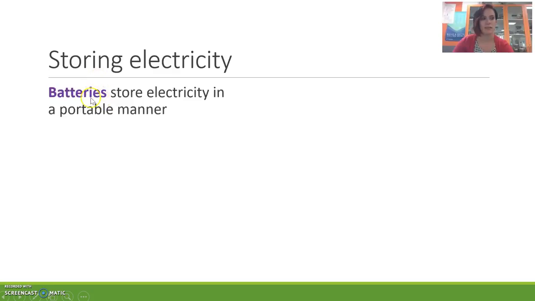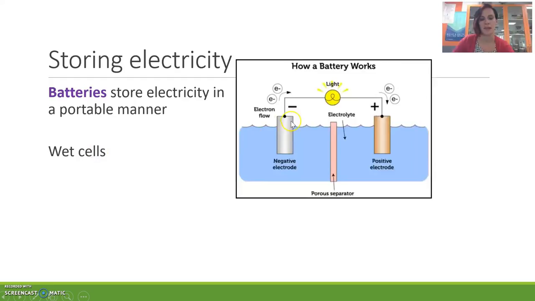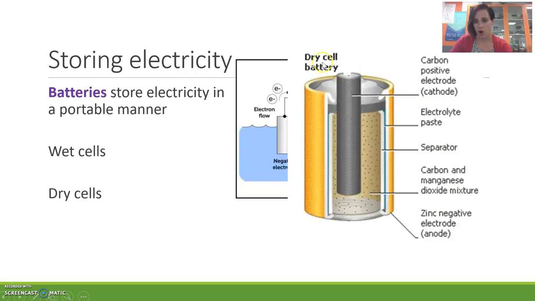Right, we can store electricity in portable ways with batteries, and we can use wet cells. So a wet cell might be an example that you see as a car battery, and they use some electrodes in a flowing liquid to push the electrons through. We can use dry cells, and they're our more common batteries that we use. And instead of using this liquid, they actually use this dry paste. They are still pushing the electrons through this dry paste from one end to the other so that the electrons can flow.